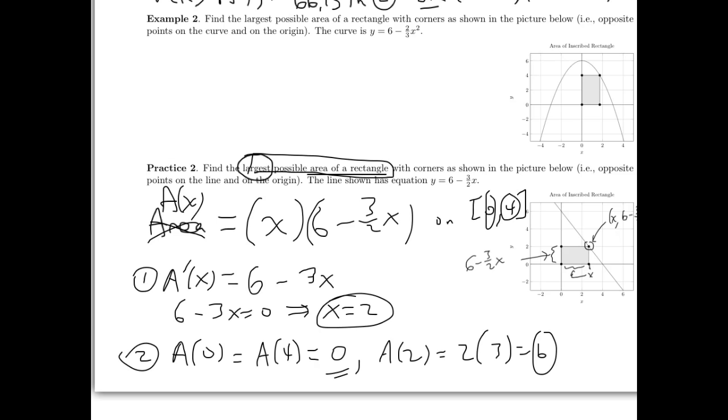If it had asked for the dimensions of the largest possible area, I would need to go back and figure out what the actual dimensions of the rectangle are there. That gives me an area of 6. But that's also not hard to find. That's a 2 by 3 rectangle.